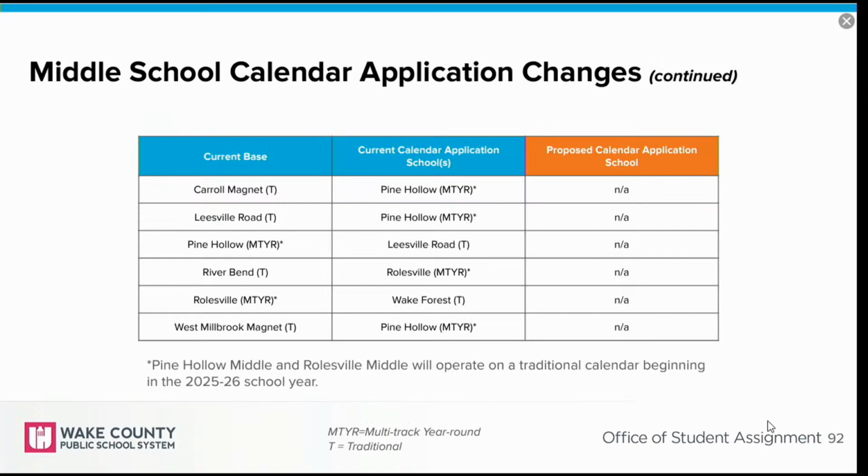And then slide 92 is directly related to your recent decision to approve the calendar change for Pine Hollow and Roseville Middle. It's basically saying since they're no longer operating on a multi-track year-round calendar beginning in the 25-26 school year, they can't serve as a multi-track year-round option for areas. In addition, they no longer need a traditional calendar option.